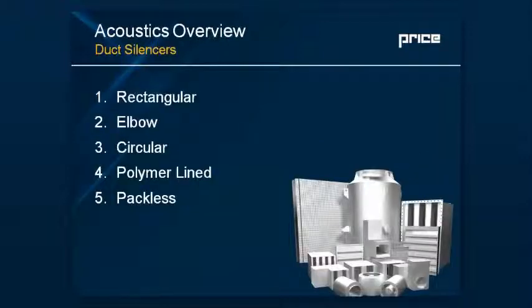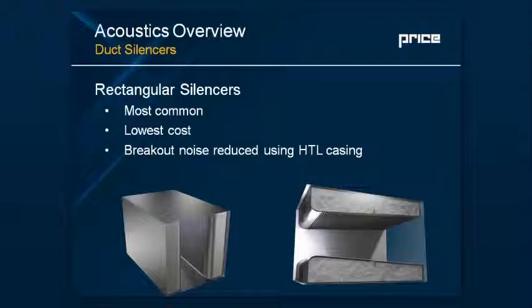So with duct silencers, there's a couple different types, and probably most of you are familiar with these. I'm just going to touch on them briefly. Rectangulars, these are your most common, and they're your lowest cost option typically. Because of the shape, rectangular duct does allow for more breakout, so there is an HTL casing option typically, and what this does is it reduces that potential breakout noise that could occur and disrupt the space around.